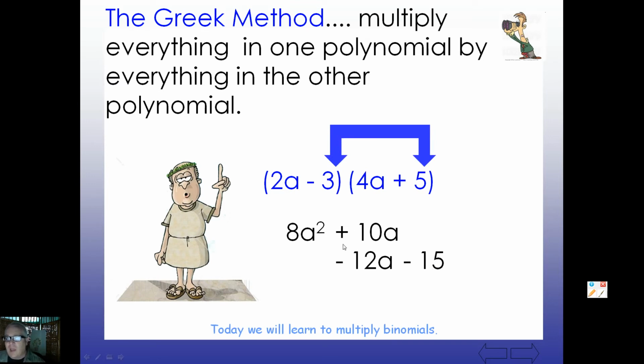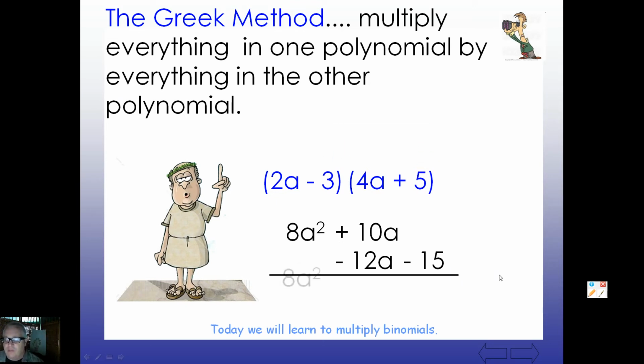And now we know how to add like terms when they're polynomials, so we just simply add straight down. And we end up with something like 8a squared, and the next one's going to be negative 2a and negative 15. Okay, so there you go. There's your Greek method there, just adding straight down. This would be a 0a squared. This is plus 0 up here.